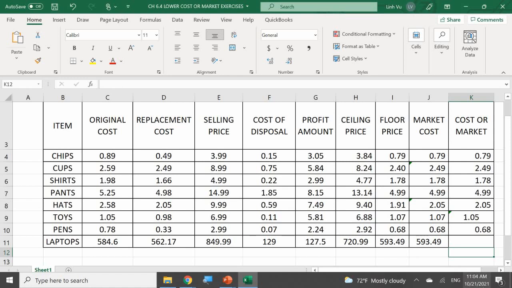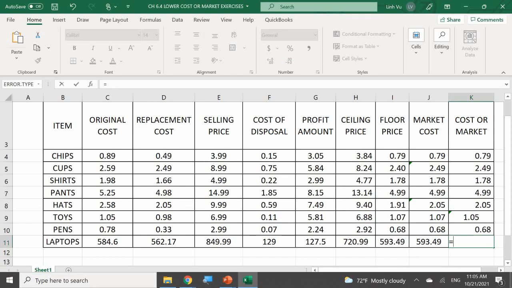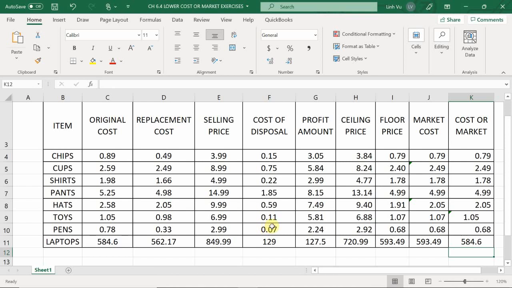So then let's compare. Which one is lower? My original cost of $584.60 or my market cost of $593.49? The original. The original cost of $584.60. Okay? So this is the lower of cost or market. Once again, I'm only going to be testing you on whether you know how to calculate this or not. Okay? Any questions in regards to calculations? Okay?